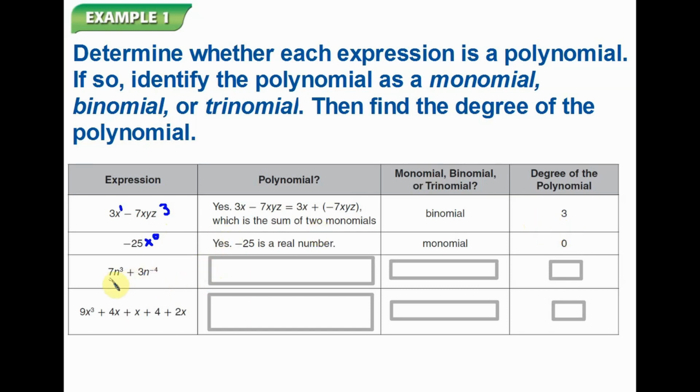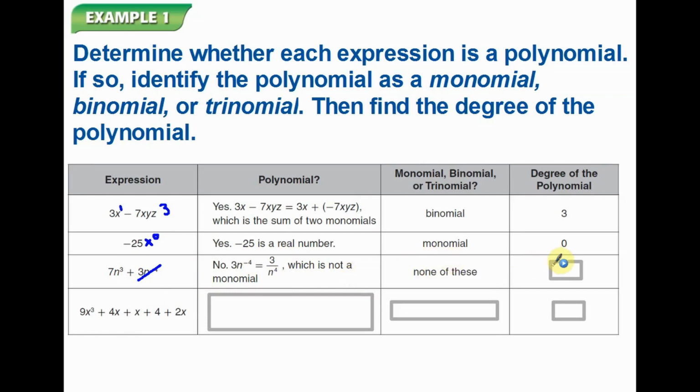The third one, 7n to the third power plus 3n to the negative fourth power. Is this a polynomial? Well, in order to be a polynomial, you need to have either a monomial or a sum of monomials. This one, 7n cubed, could be a monomial, whereas 3n to the negative fourth power is not a monomial. The reason is because it has a power with a negative exponent. Also, if you write the negative exponent as a positive exponent, it will become 3 over n to the fourth power. So this is not a monomial, so there's nothing you can say. For the degree, because it's not a polynomial, there will be no degree as well.